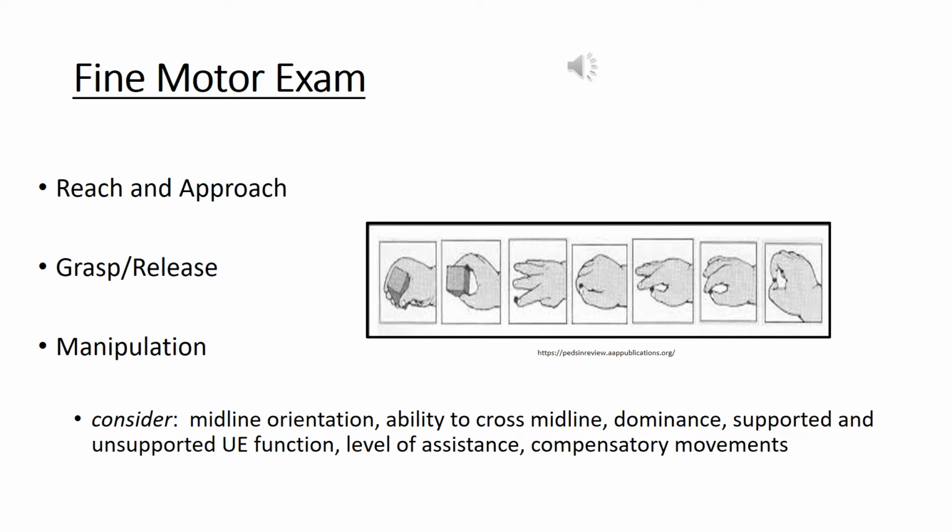Grasping and release, again, we talked quickly about that. You want to know what type of pattern they have. You want to be able to name that pattern and then compare it to what you would expect that individual to do at that age. And then the manipulation of it. So can they use both hands? Can they transfer an object from one hand to another hand? Is the manipulation efficient and functional? Do they continue to drop the object? So those are the types of things that you'll be looking for during your examination.